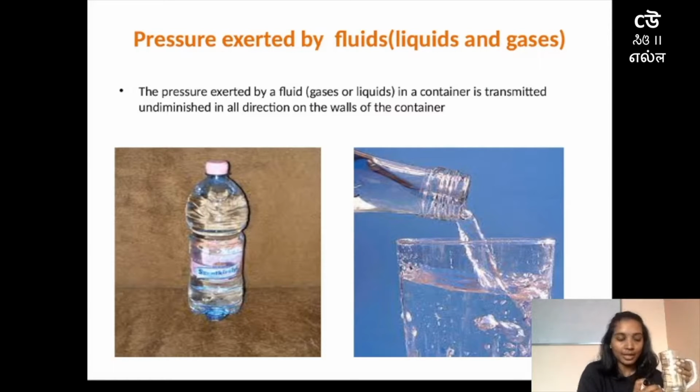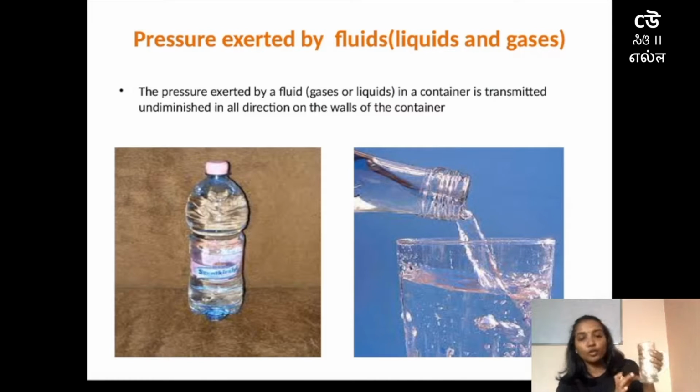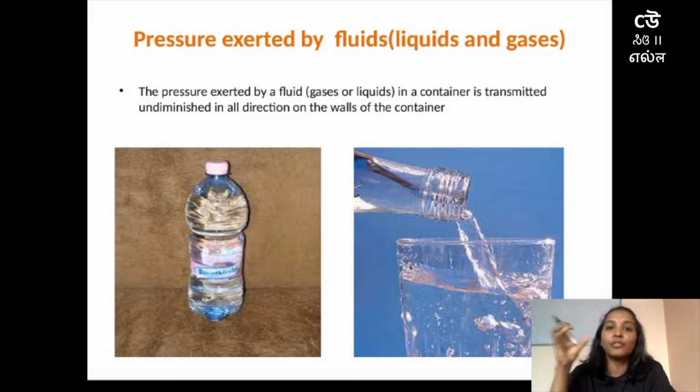In the bottommost layer, the force and the pressure exerted by all the molecules in the upper layers are added on. Therefore, the pressure exerted in the bottommost layer of any liquid container will be more when compared to other layers. Why? Because the bottommost layer is more dense. When density is more, the pressure exerted by that region will be more. And how is pressure exerted by fluids? Fluids means anything which flows.